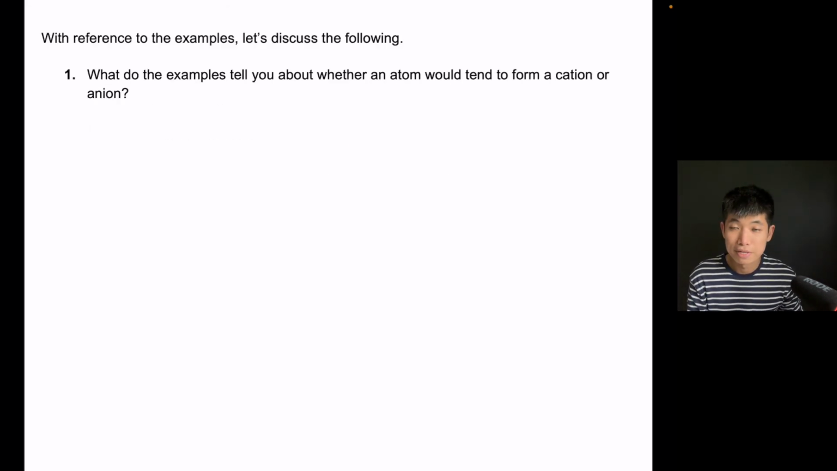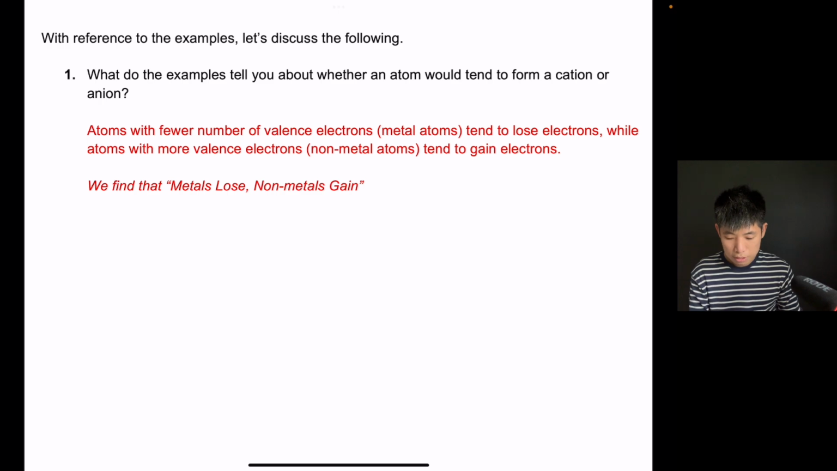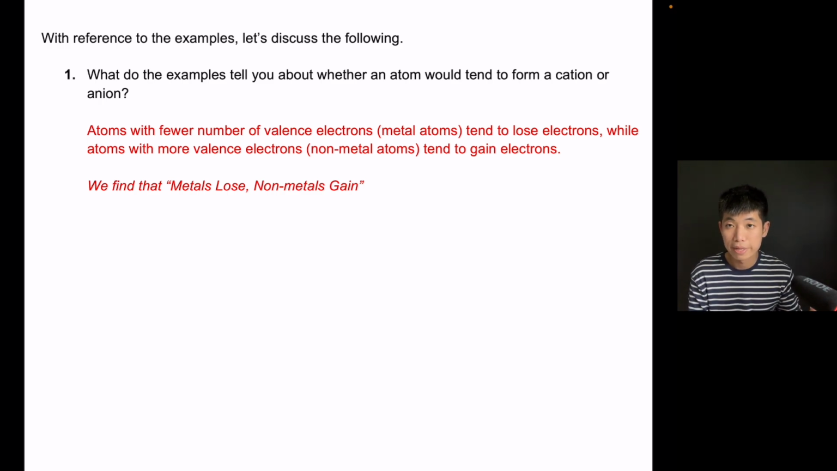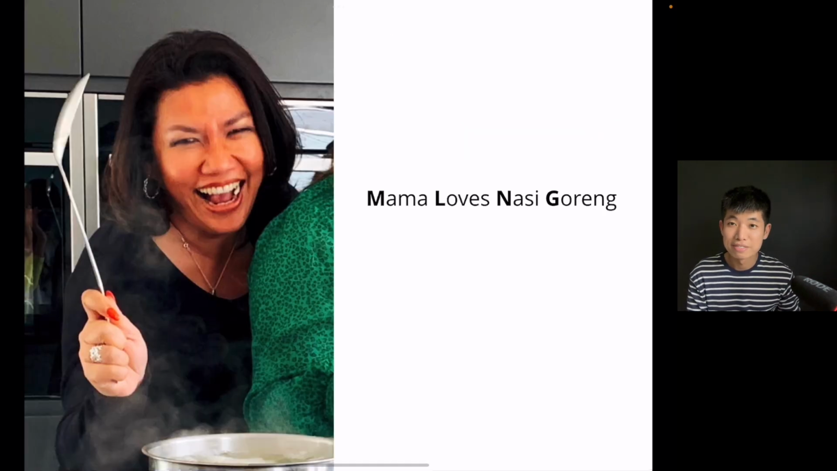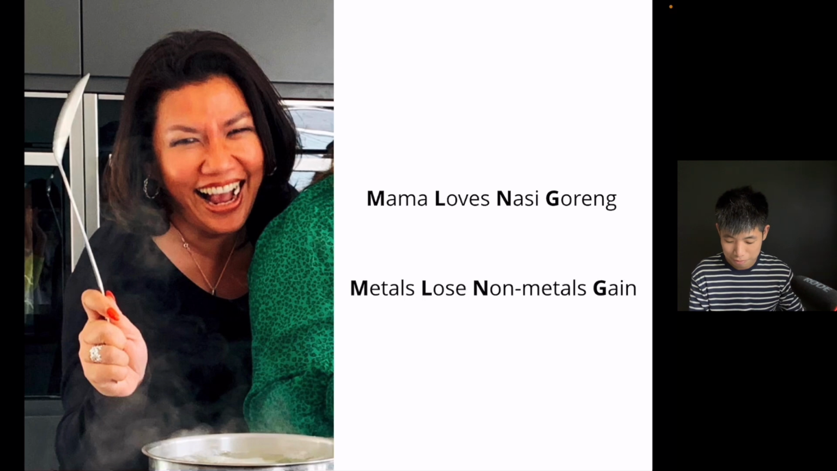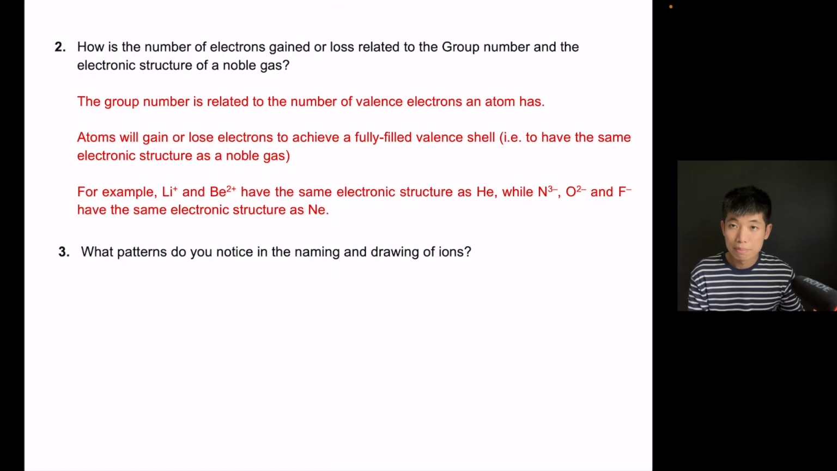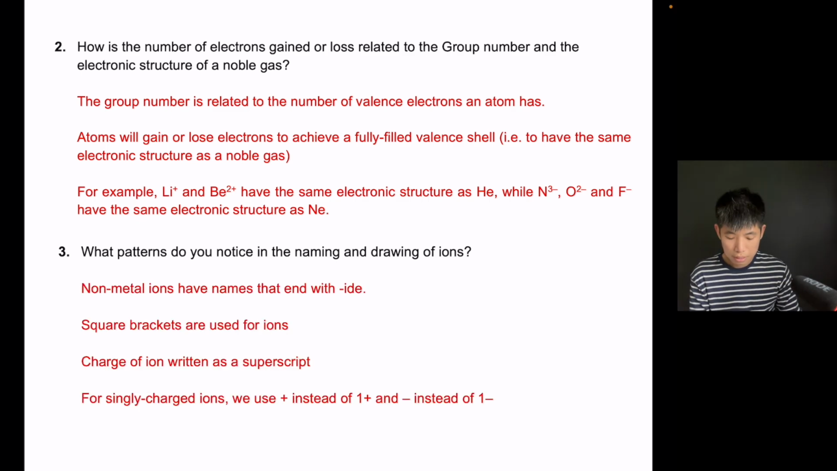Let's summarize what we have learned so far in your notes. Firstly, we notice that metals tend to lose electrons while non-metals tend to gain electrons. You can remember this very easily using this acronym, Mama Loves Nasi Goreng, which stands for metals lose, non-metals gain. In terms of the number of electrons that will be gained or lost, you look at the number of valence electrons. In terms of the naming and drawing of ions, there are some conventions.